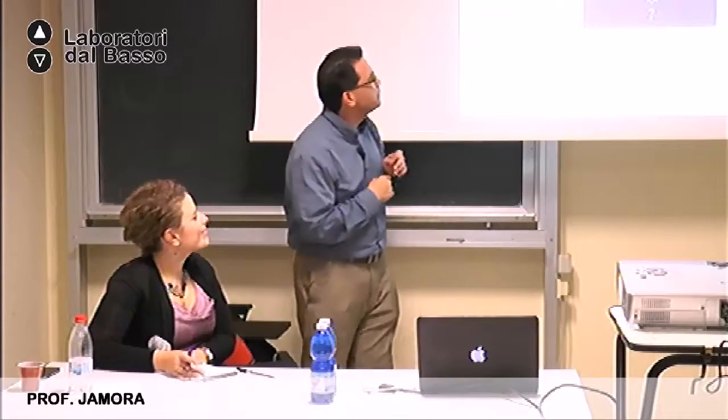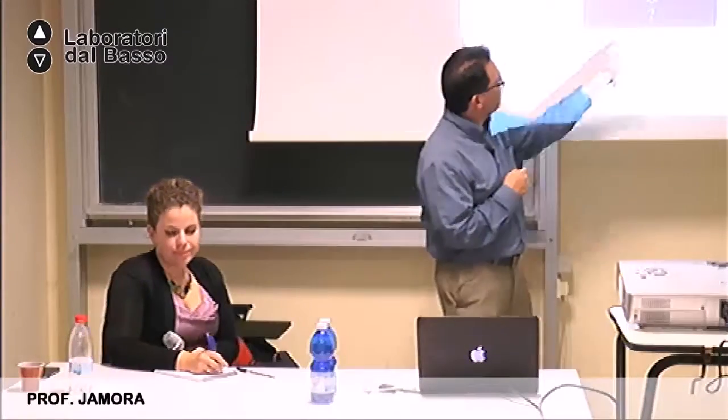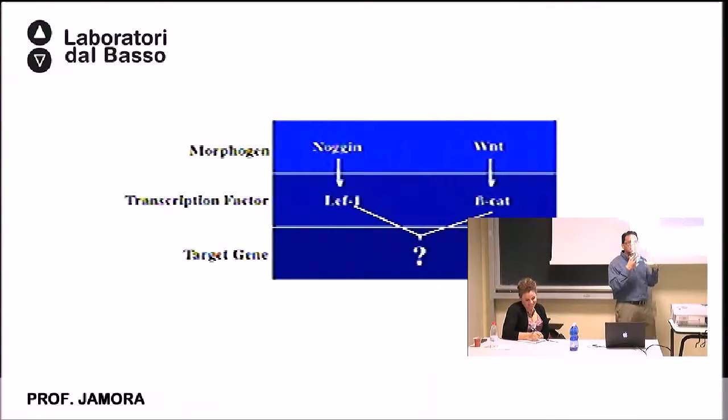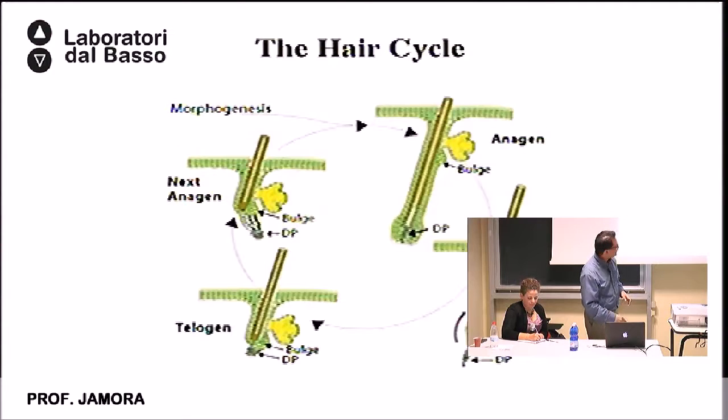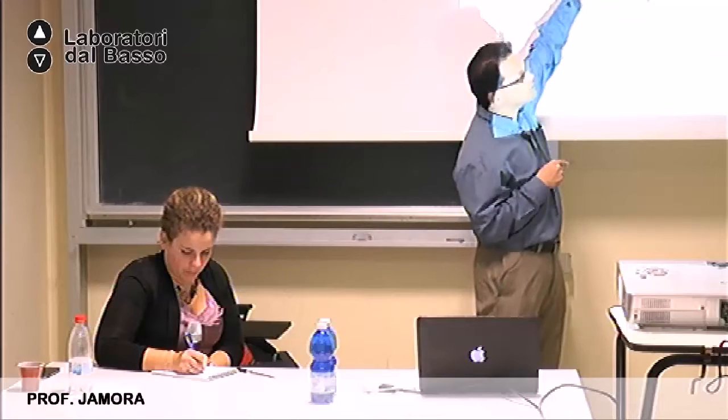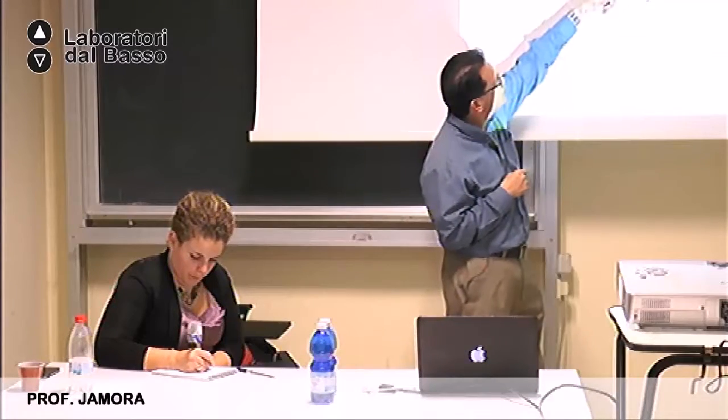So the next question then is what is left? What are the target genes of LEF1 beta-catenin that are actually making the hair follicle form? To describe that, I just wanted to mention again that the hair is a regenerating organ, right? The whole idea is, can we understand regeneration by understanding development? So morphogenesis, again, is the initial development of the organ, in this case, the hair.